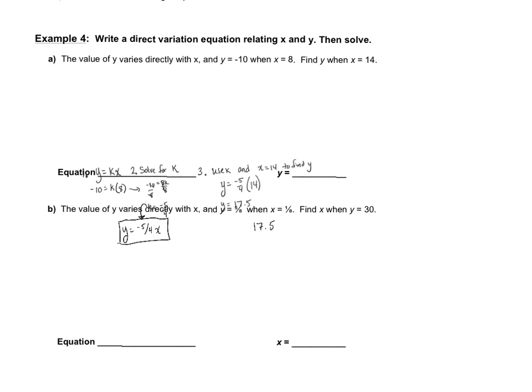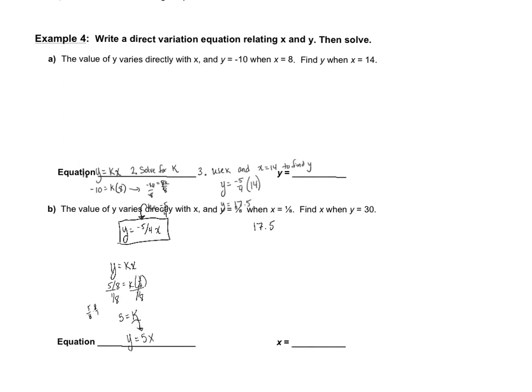Here's another one. The value of y varies directly with x, and y equals 5/8 when x is 1/8. So what I'm going to do is I'm going to start with my formula, y equals kx. I'm going to plug in the y and the x, so 5/8 equals k times 1/8. I'm going to solve for k by dividing both sides by 1/8. I get that k equals 5. And so my equation would be y equals 5x.